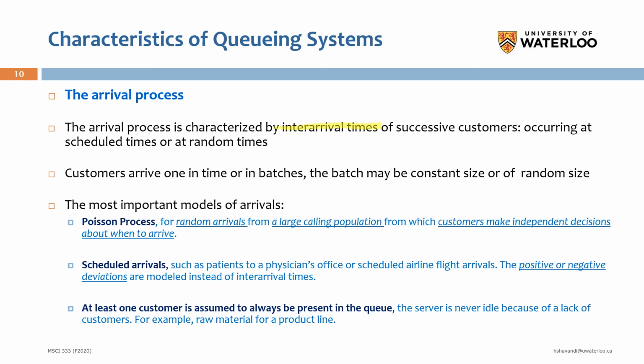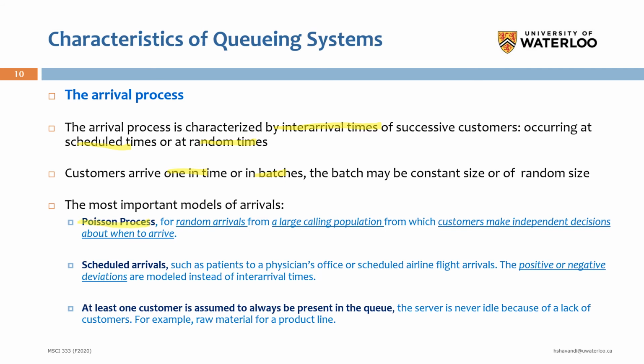Okay, so arrivals could be in random fashion, or based on scheduled times. Customers arrive one at a time or in batches, and the size of the batch could be constant or again random. The most important models for arrivals are these ones: Poisson process.